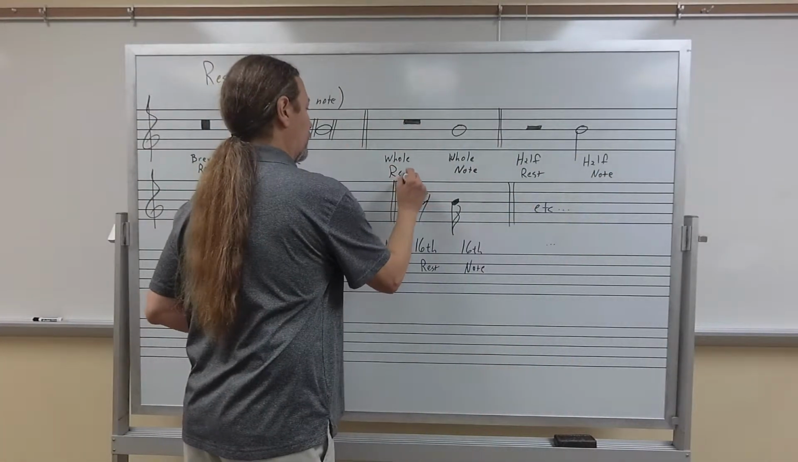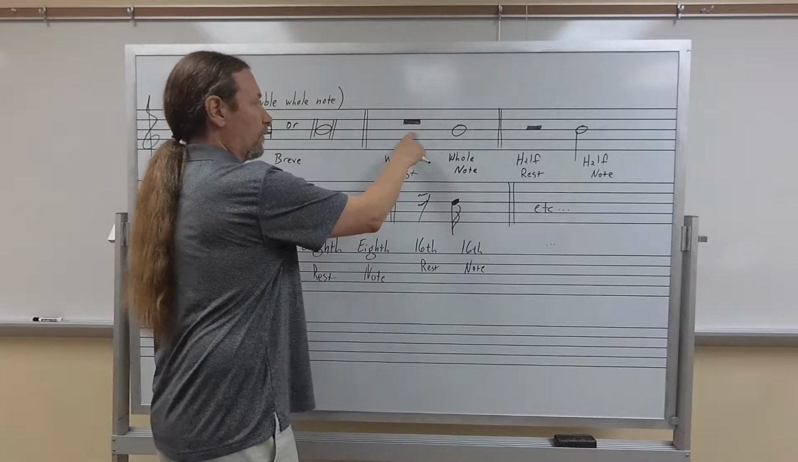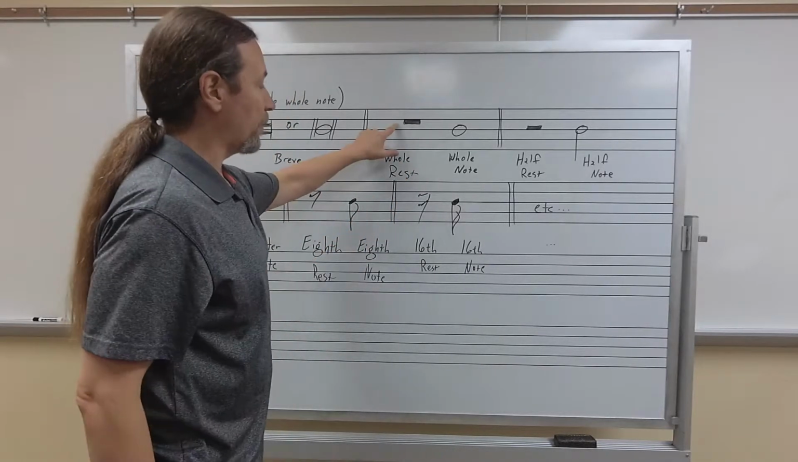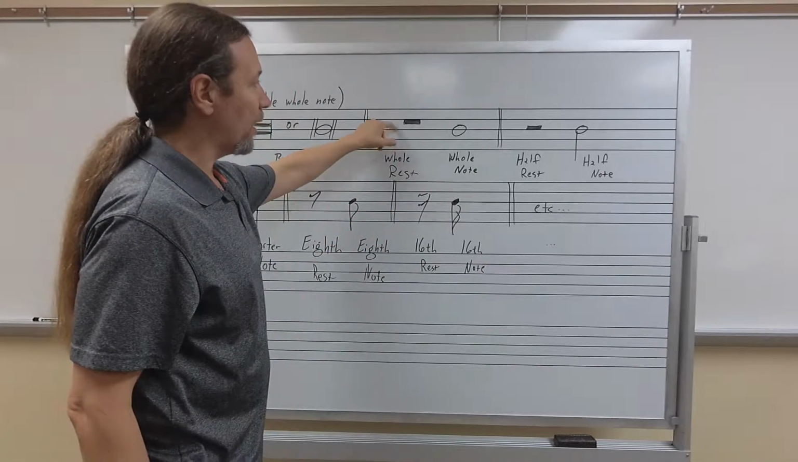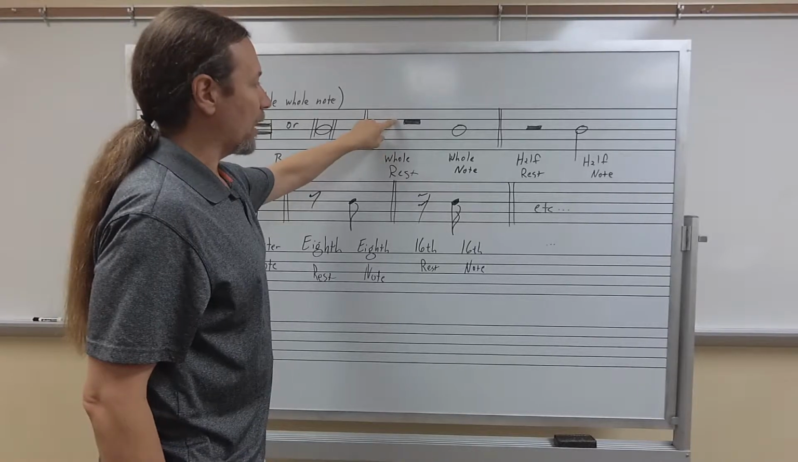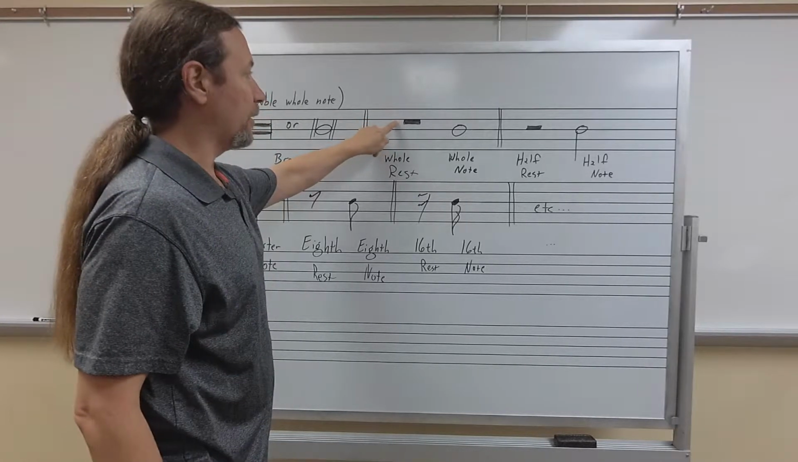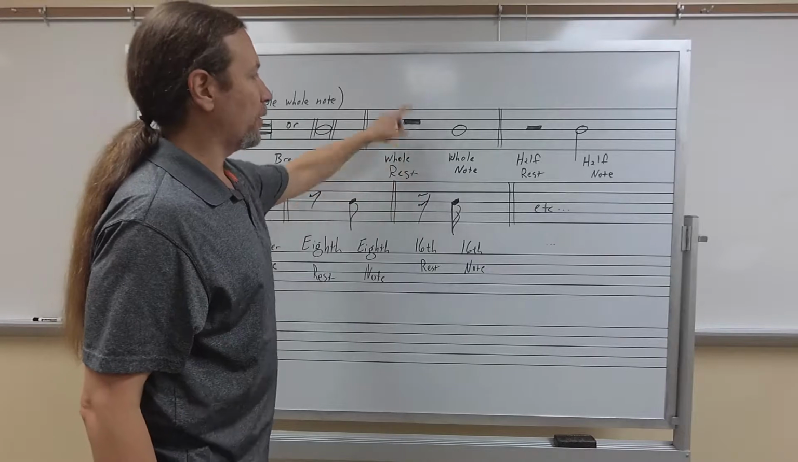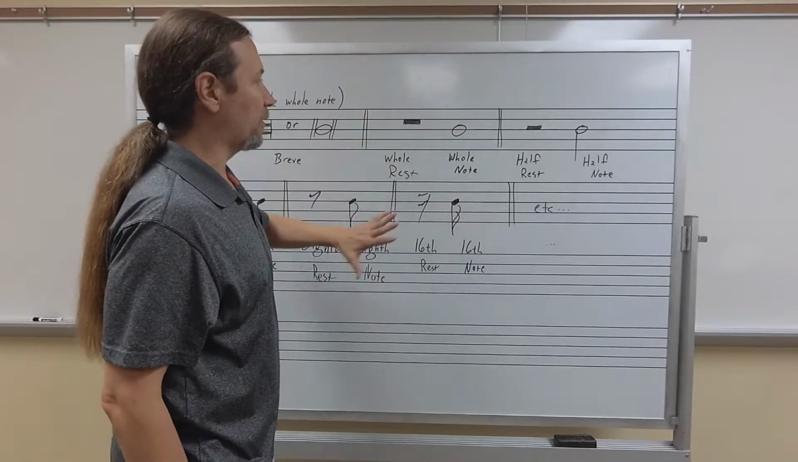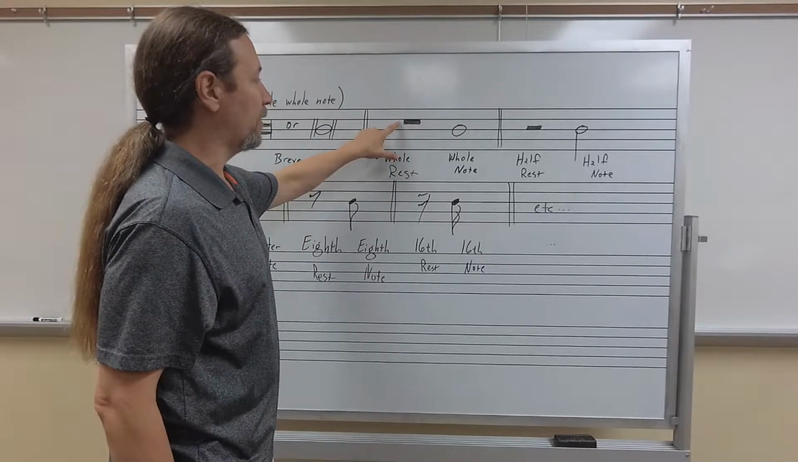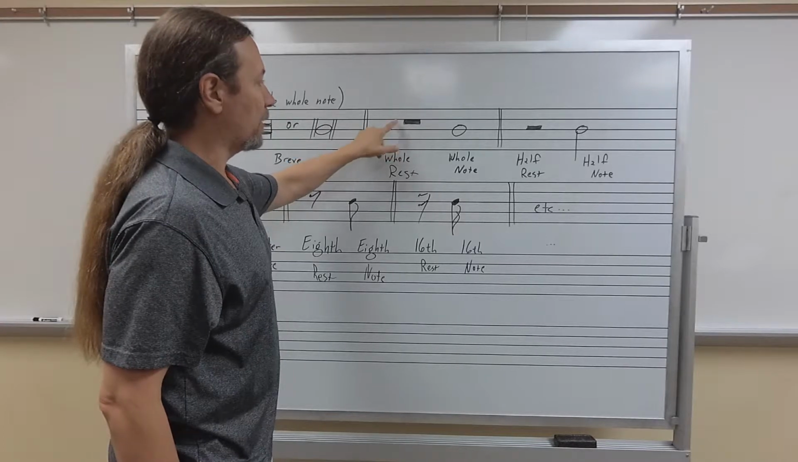The whole rest looks like this, and this is half of a rectangle hanging down from the fourth line of the staff if it's in a single voice layer. It needs to be here. If we have multiple voices, we can move these around somewhere else, but in a single line, it needs to go on this line, the fourth line up, so not any other one.